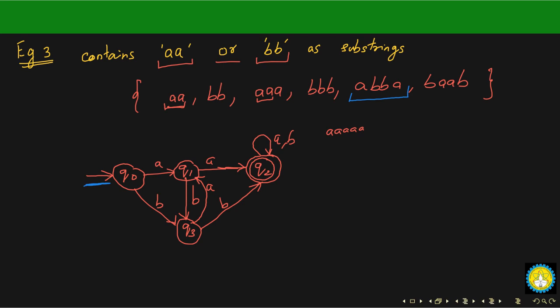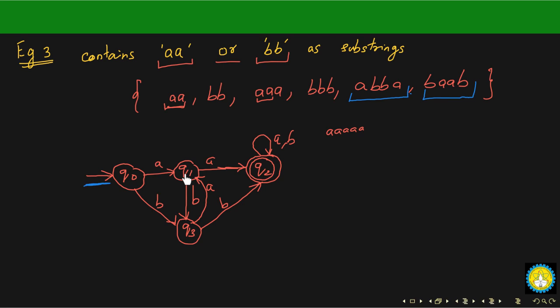Similarly, in this case, B, A, B is the string. When I get a B from Q0, I will go here, and from here, when I'm getting a B, I'm at Q3. When I'm getting an A, I will be at Q1. From there, if I'm again getting an A, I will be in the final state. So I'm not bothered about the rest of the string. This string will be accepted. Whatever follows, I'm not really bothered.